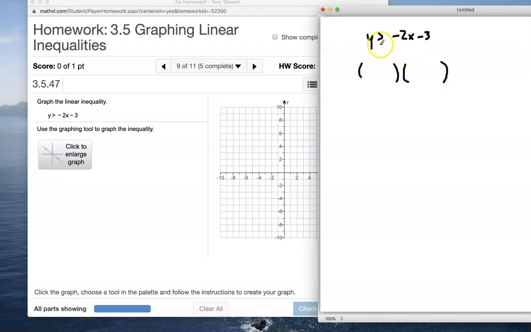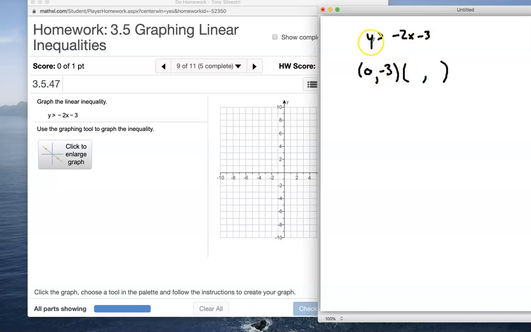Okay, change that to an equals. If x is 0, y's got to be negative 3. 0 times negative 2 is 0, minus 3, there you go.